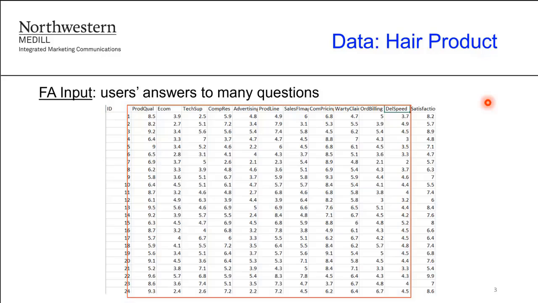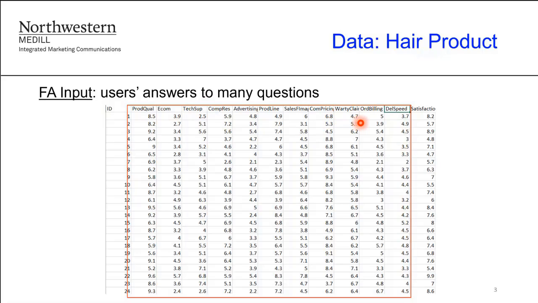This is how the data looks. This data is about a hair product, and it is the survey data for the hair product. Here we have the questions in the survey data: product quality, technical support, advertising, salesmen, and things like that. These are the users' answers to these questions.